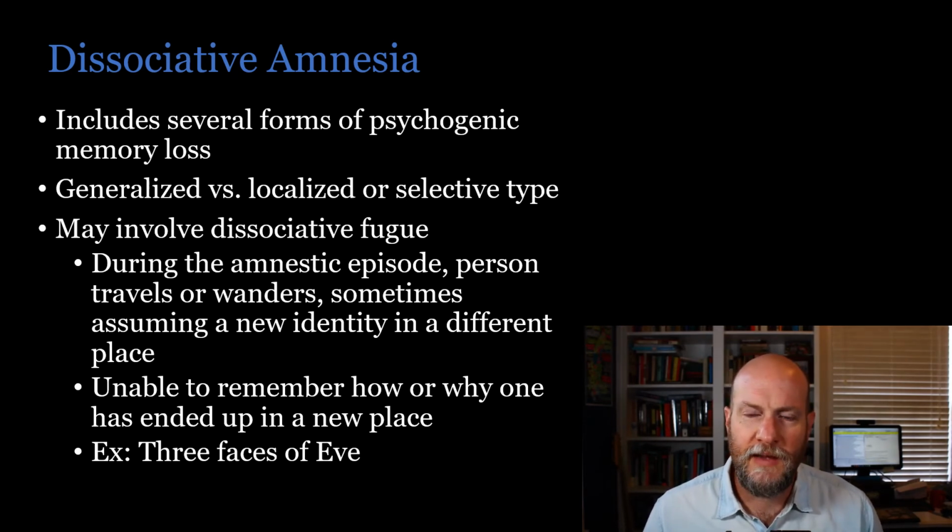The example that your book talks about a little bit, and it's certainly one of the biggest examples in pop culture about dissociative amnesia, is a book and then subsequently a movie called The Three Faces of Eve. This is a movie that came out in 1957, and it was a CinemaScope film, right? It was this new aspect ratio thing.